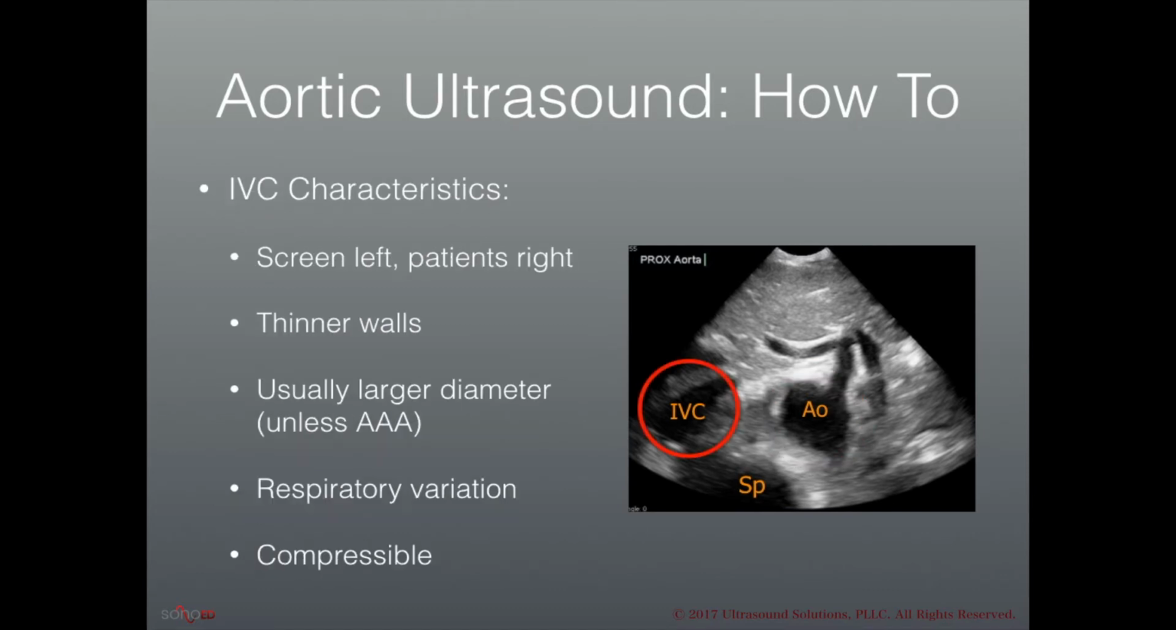Here you see the IVC circled in red, and this again is a bit more to the patient's right. The IVC, being a venous structure, will have thinner walls, will not have an arterial pulsatile nature to it, and will have a normal respiratory variation as the patient inhales and exhales. It also will be somewhat compressible, and so as you compress the patient's abdomen to visualize the aorta, you may mildly compress the IVC as well.